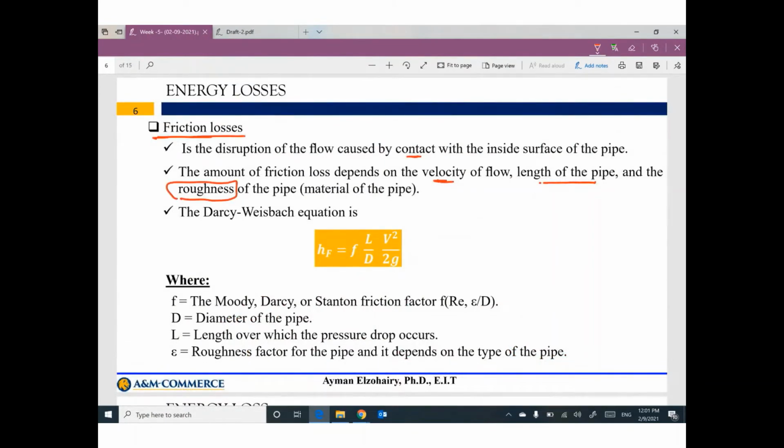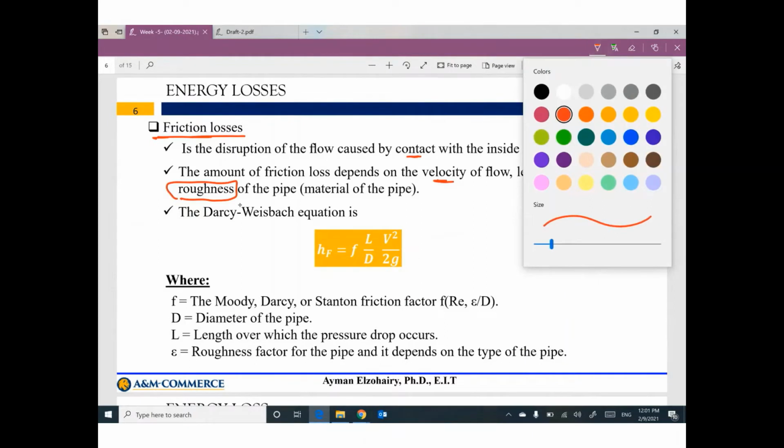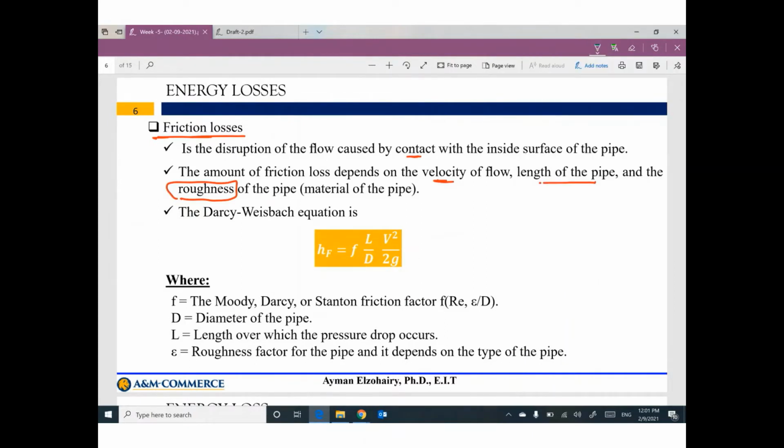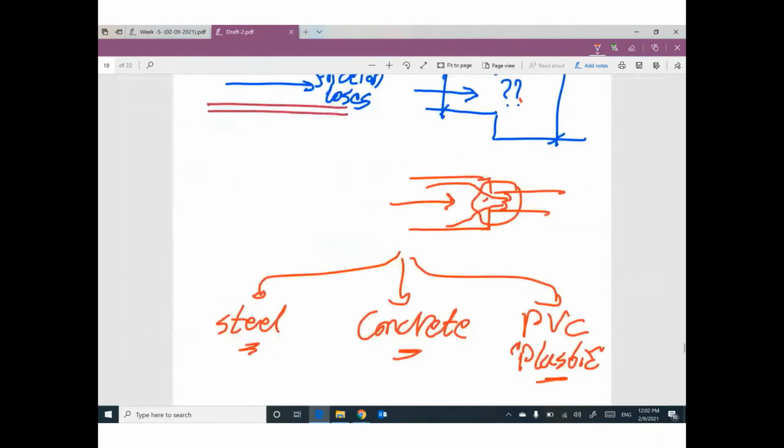So the amount of friction losses depends on three parameters. What is the velocity of flow? What is the length of the pipe? And what is the roughness of the pipe? Roughness of the pipe depends on the material of the pipe. Does that make sense? So probably during the exam, I will ask you guys, what are the parameters that affect the amount of friction loss? Did you get my question?